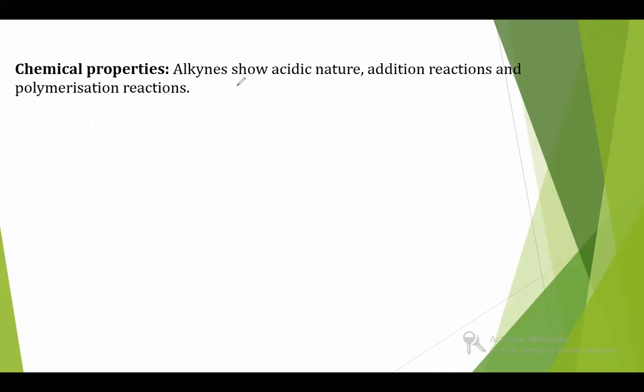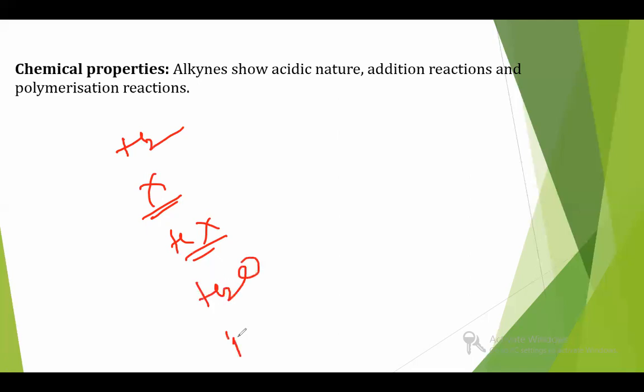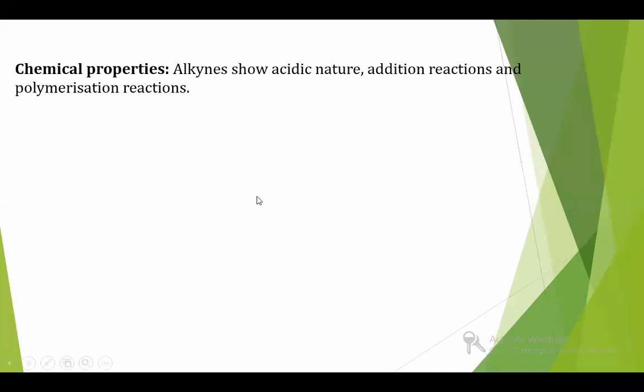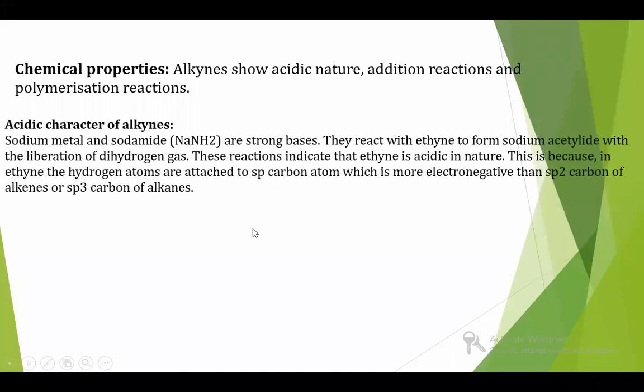Okay. Now, chemical properties. First one, I said acidic character. Next, we need to study addition reactions. After that, addition of dihydrogen, H2. Similarly, addition of halogen, addition of hydrogen halide, addition of water, H2O. Next, polymerization. These are the chemical properties we need to discuss. We'll discuss one by one. Okay, first one, acidic character of alkyne.